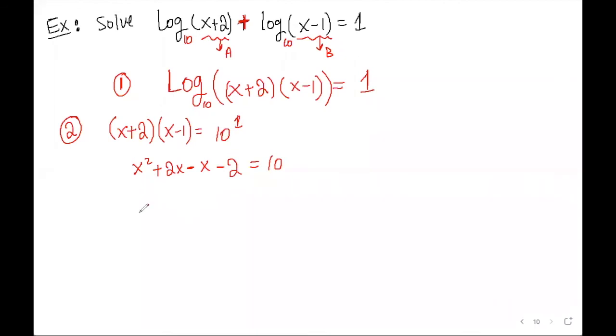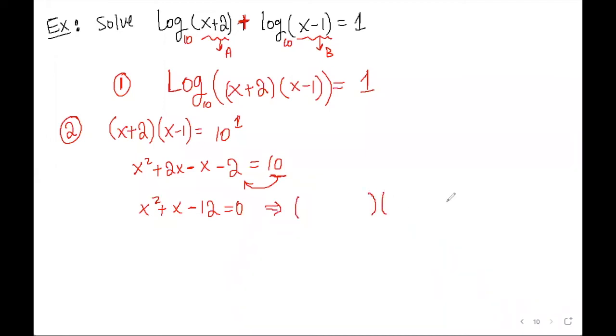Now simplify these things. I get x squared plus 2x minus x is x, minus 2 minus 10 is minus 12, because I want to subtract this one, go this one to the side. So minus 12 equals 0. So now I get a quadratic equation. I have to solve this quadratic equation. What is the solution for this quadratic equation?